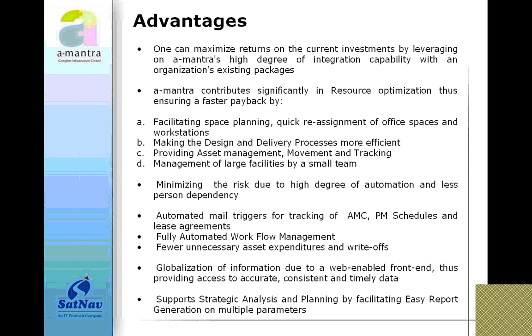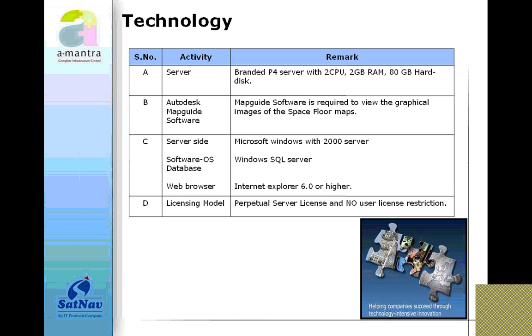So you have a completely automated workflow management wherein you can change the persons responsible for certain things at any given point of time, and you reduce unnecessary asset expenditures, and you can write off certain assets which are not there in the organization. When you do an audit, you know what assets are there and where they are present. Globalization of information is present because it's a web-enabled tool, and it can give you accurate, consistent and timely data. You can also use this data for strategic analysis and planning the facilities.